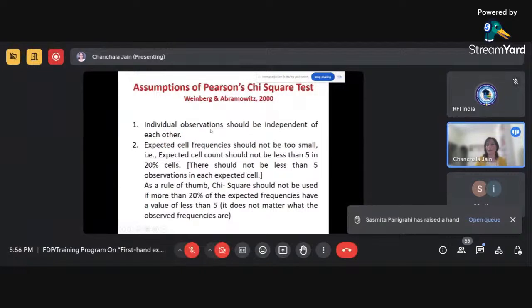The first, we can check or meet according to our own data collection methods. And the second, you need to check using SPSS. SPSS will give you these percentages, and that way you can ascertain whether the assumption is met by your data or whether it is violated by your data.